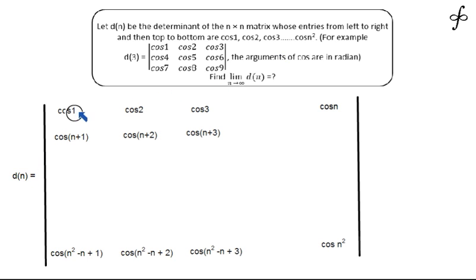We are starting from cos 1, cos 2, cos 3, continuing up to cos n, then cos n plus 1, cos n plus 2, cos n plus 3, and in this way, since it is n cross n, the final element is cos n square. We need to find the limiting value of Dn when n tends to infinity.